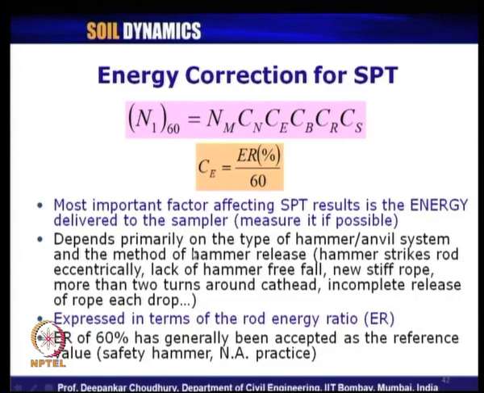It depends primarily on the type of hammer, whether anvil system etc., and the method of hammer release, that is whether the hammer strikes the rod eccentrically, lack of hammer free fall, new stiff rope, more than 2 turns around the catch head, incomplete release of the rope in each drop. These are the factors which change how much energy is getting transferred. It is expressed in terms of rod energy ratio ER, and ER 60% has generally been accepted as the reference value for the safety hammer.